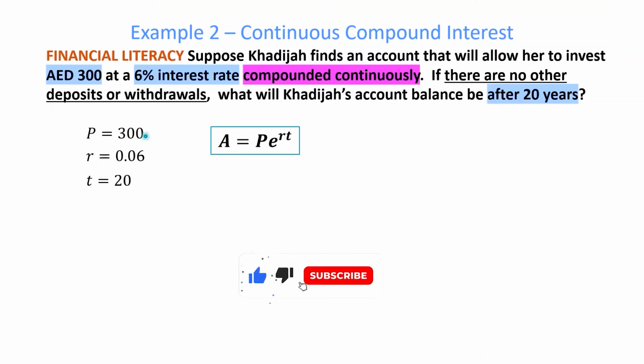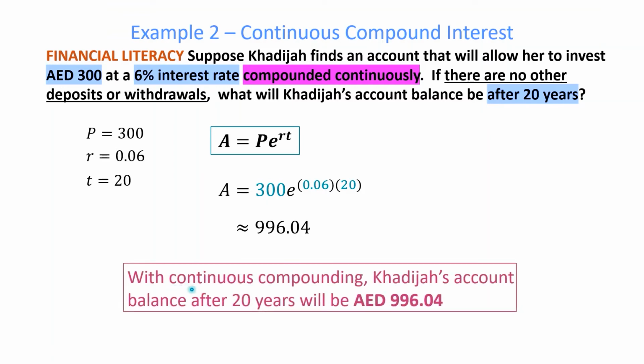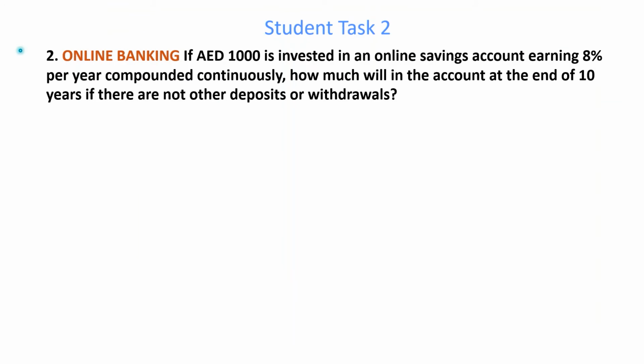So now we can substitute these values into this formula here, like so, and we can calculate this to give us an approximate value over here. So with continuous compounding, Khadija's account balance after 20 years will be 996.04 dirhams. Now it's your turn to answer this similar question. You should pause the video before I reveal the answers. So the answers are the following.